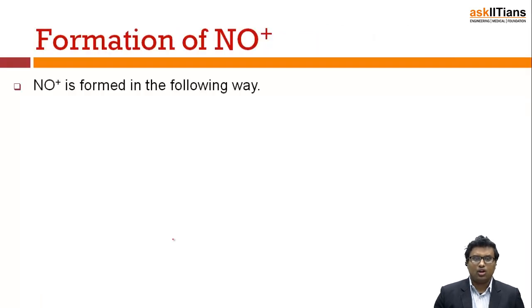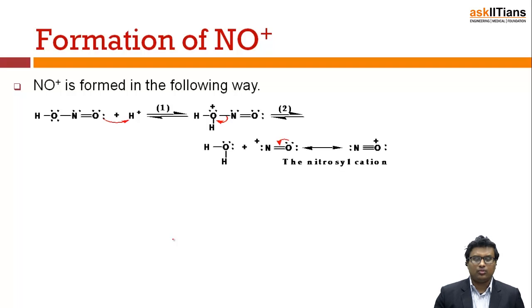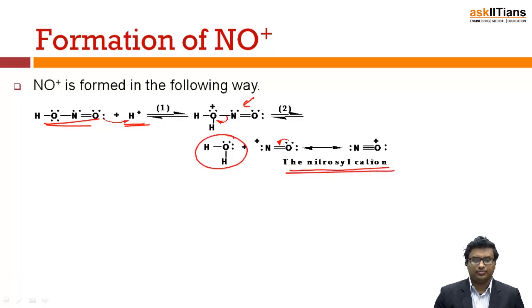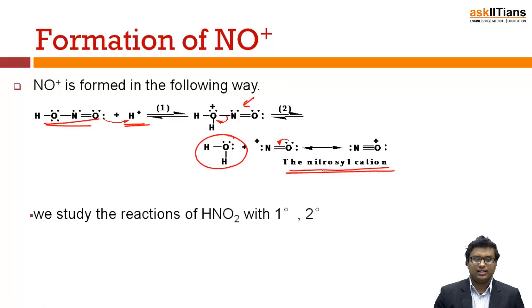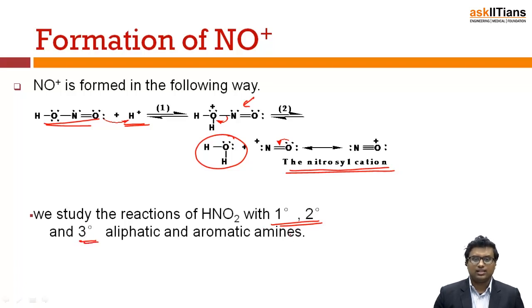Formation of NO plus. So how is NO plus generally formed? You have HNO2 in acidic medium, which forms H2NO2 plus, and after that what happens? You have H2O which is removed, and then nitrosyl cation is formed. Right. So we will study the reactions of HNO2 with 1 degree and 2 degree, I mean 1 degree, 2 degree and 3 degree aliphatic and aromatic amines in depth when I discuss the chemical reactions of your amines. I will be discussing in detail.